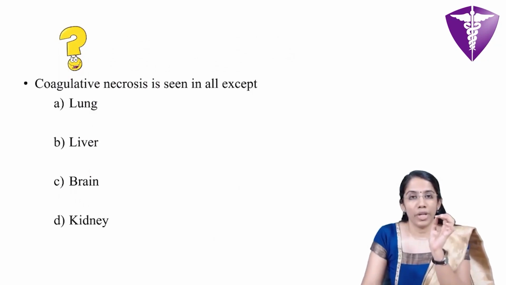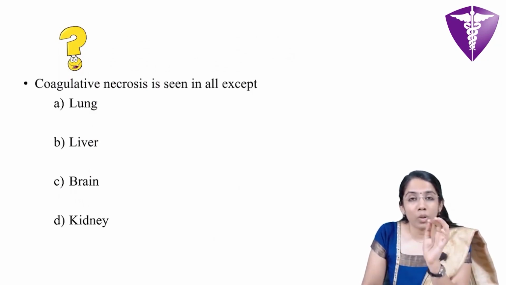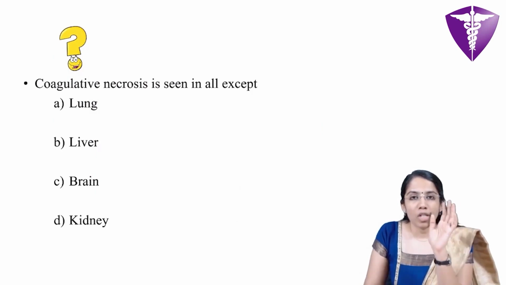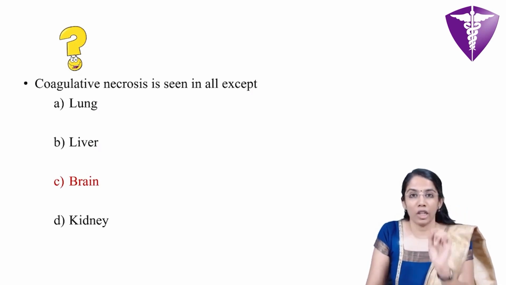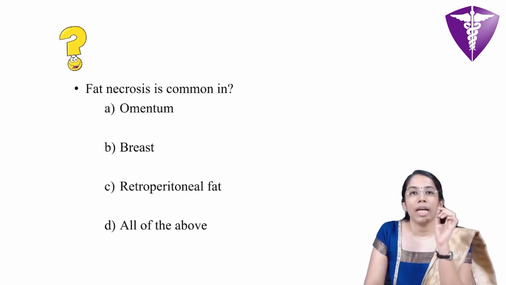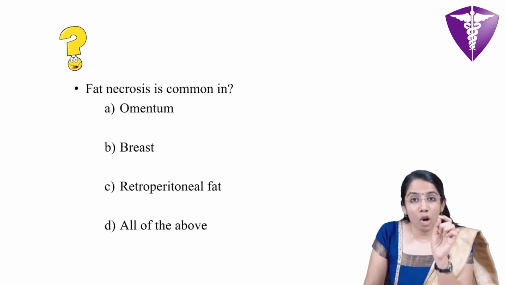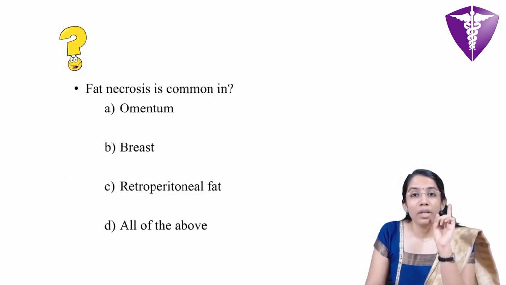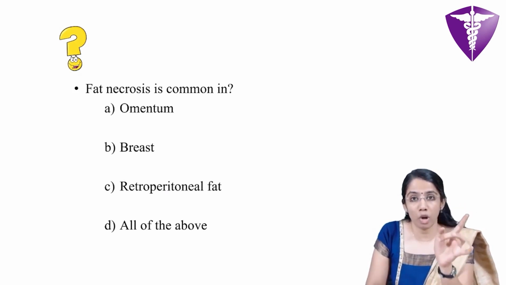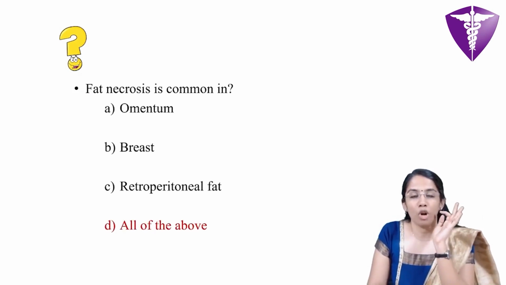Finally, a couple of questions. Coagulative necrosis is seen in all except: we said that coagulative necrosis is commonly seen in all solid organs. The exception is the brain, where we see liquefactive necrosis. Next, fat necrosis is common in the omentum. Yes, it is common in the omentum. In the breast also it is common, and in retroperitoneal fat we also commonly see fat necrosis. So the answer is all of the above.